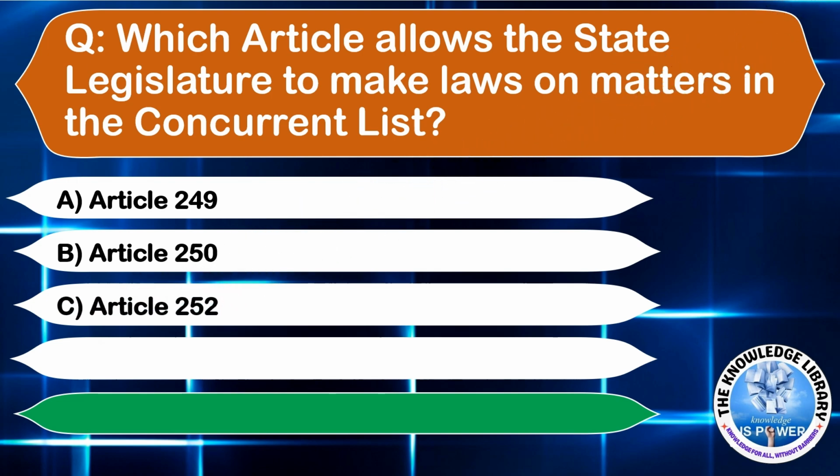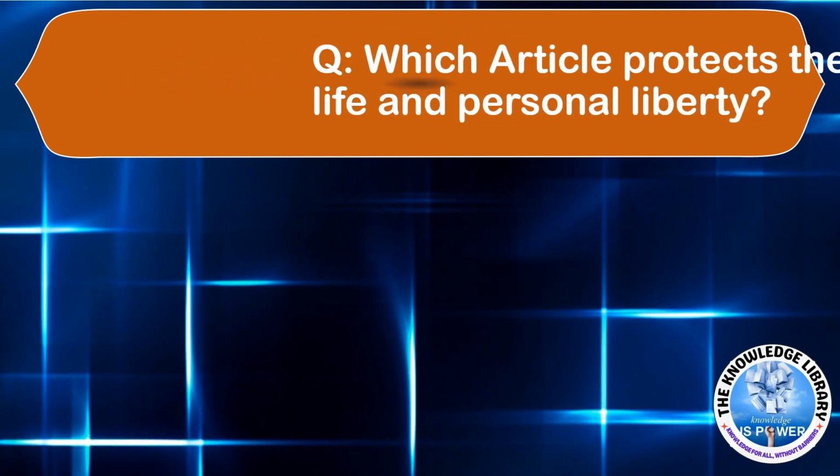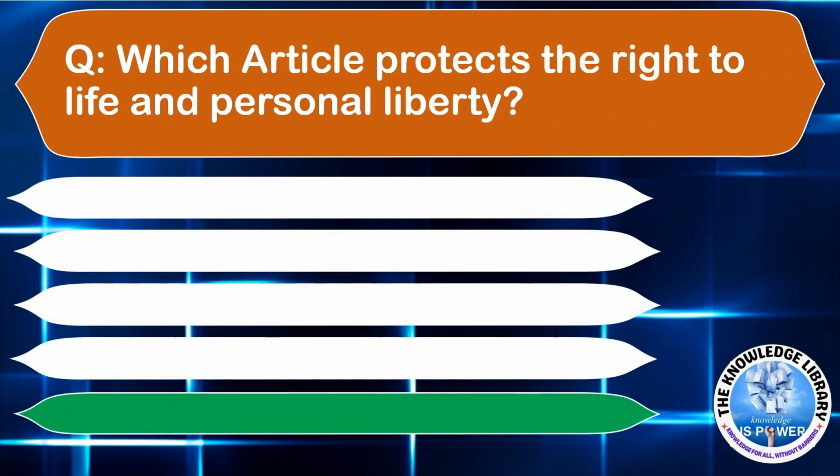Option C, Article 252. Option D, Article 253. Correct answer is option A, Article 249. The next question is, which article protects the right to life and personal liberty?